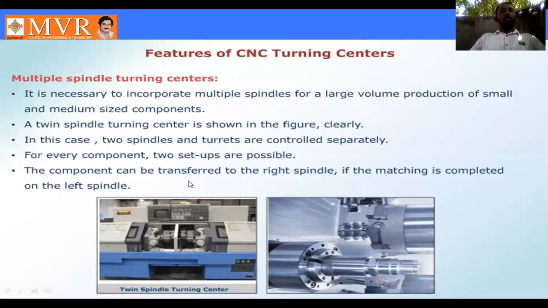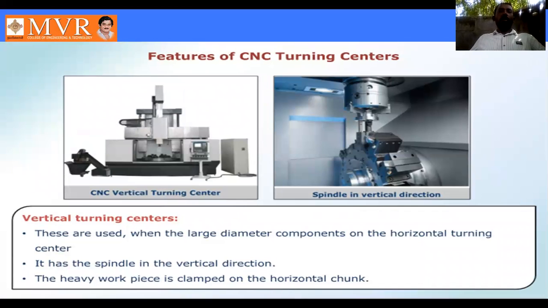So the component can be transferred to the right spindle. If the machining is completed on the left spindle, the component can be transferred to the right spindle. So this is one of the features of multi spindle turning centers. And the last one is CNC vertical turning centers.